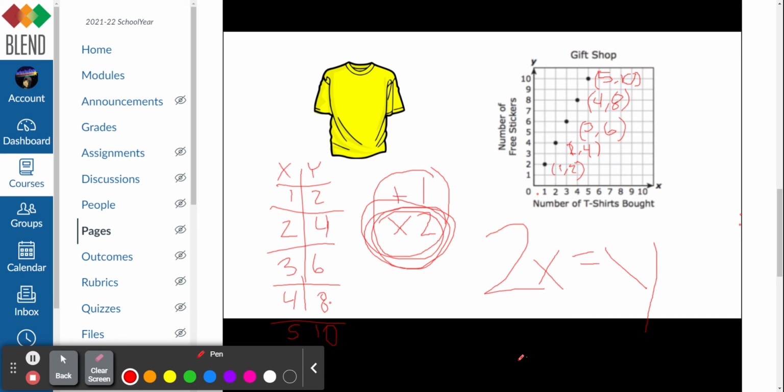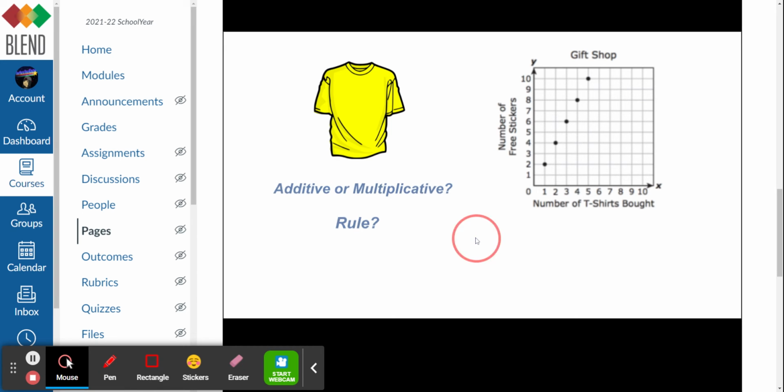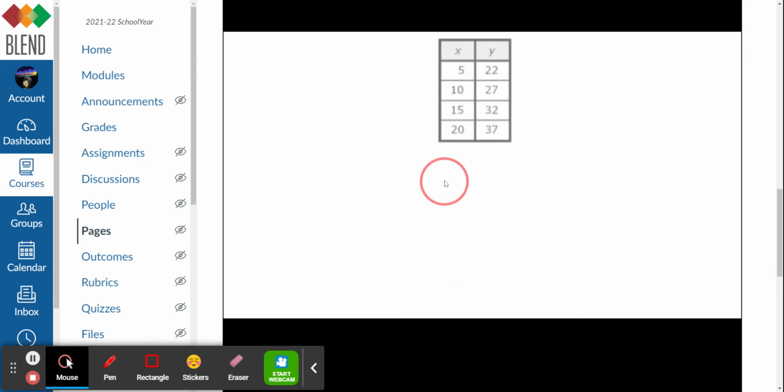Our rule is multiplicative because we are multiplying x times 2 to get our y value. So we figured this one out as well. It's a multiplicative rule. Y is equal to 2 times x. Every time we have an x value, we multiply it times 2, and that's how we get our y value. All right, additive or multiplicative.